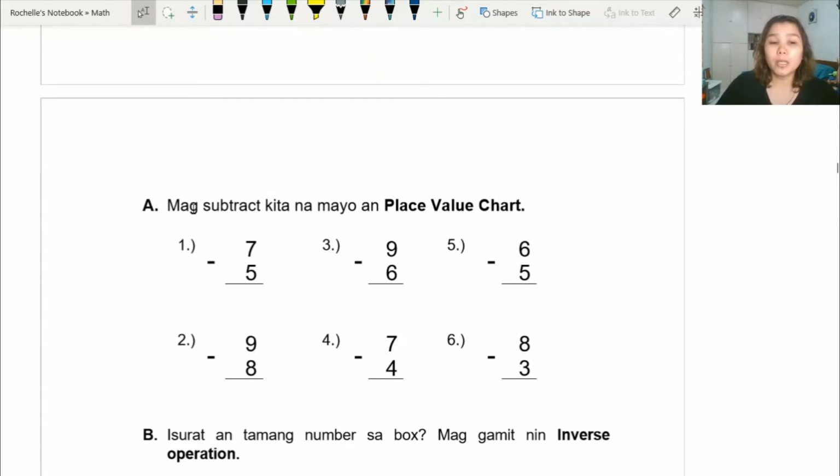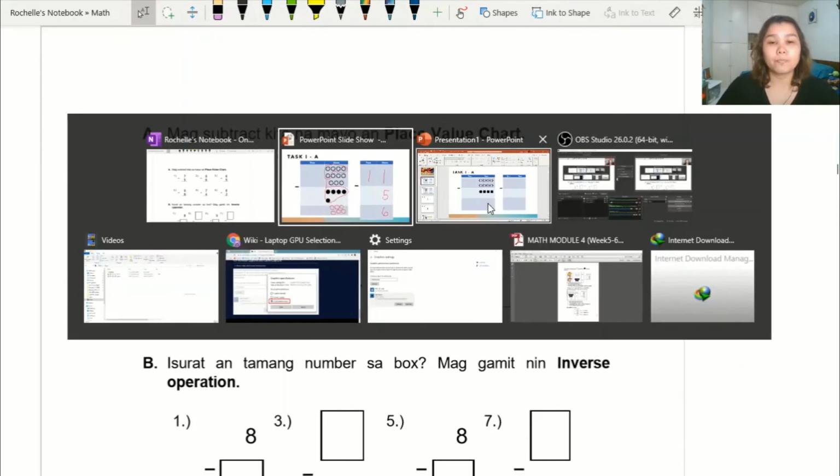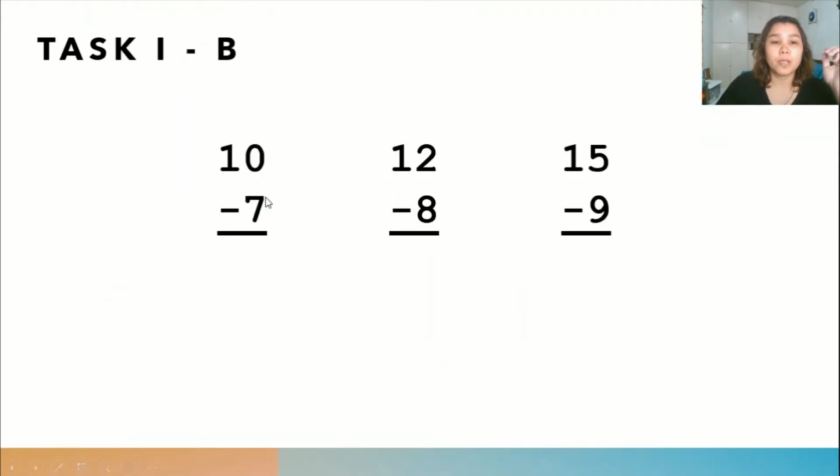Okay, part A, mag-subtract kita ng Maya and place value chart. So this time, we do away with the black and the white chips. What is left now are just numbers. So what you have to do, okay, so this is similar with task 1, which is part B. So 10 minus 7, 12 minus 8, 15 minus 9.